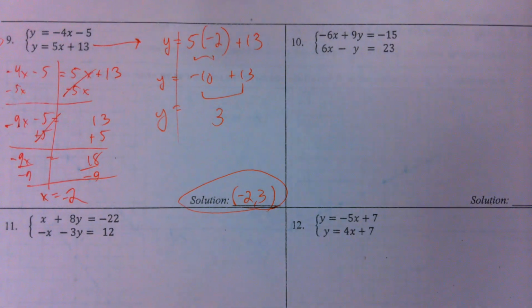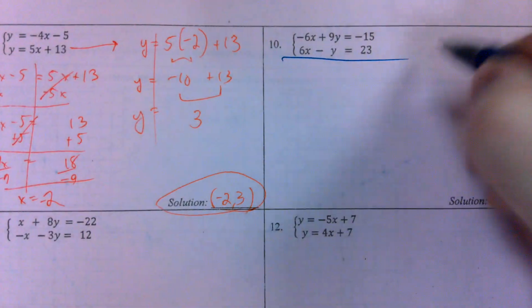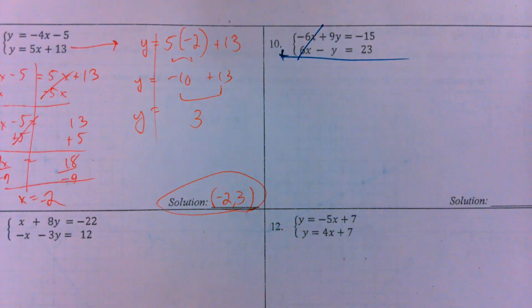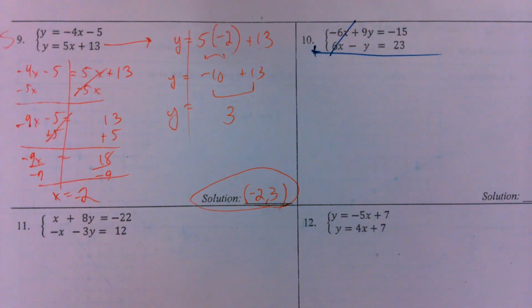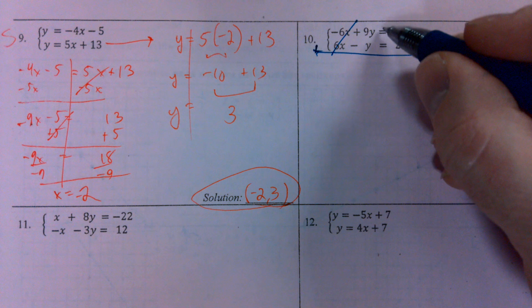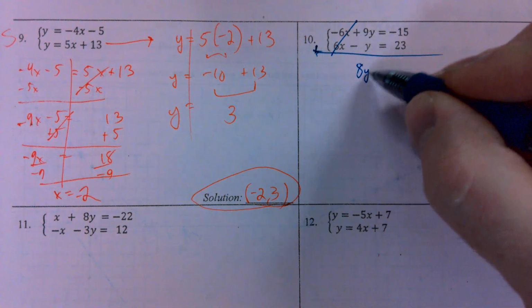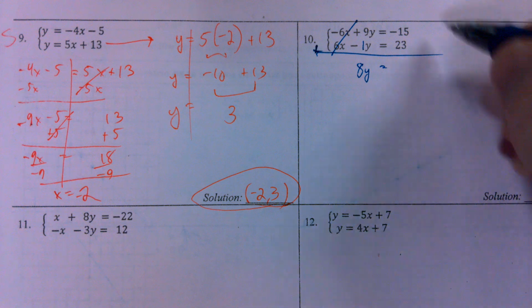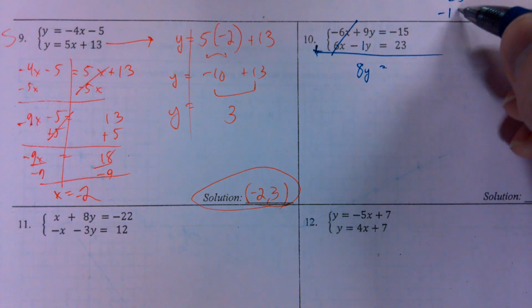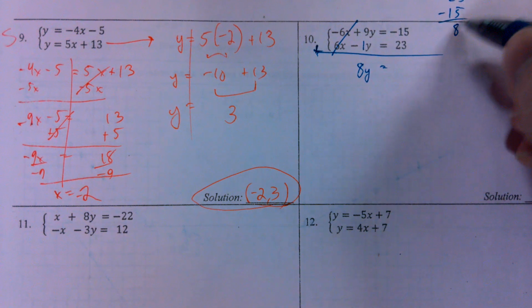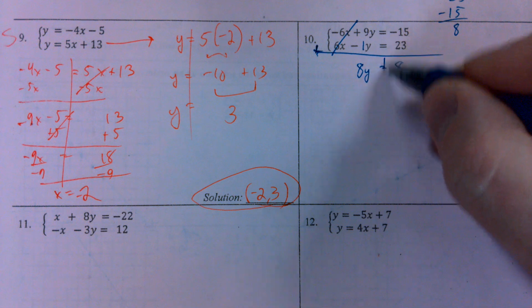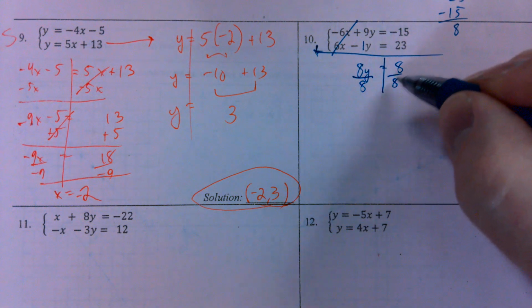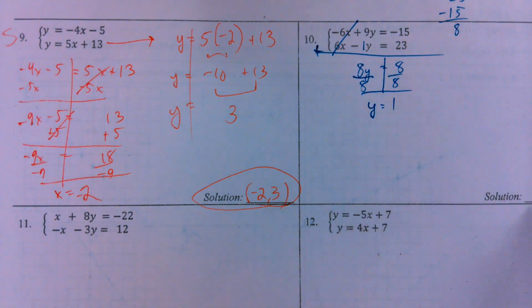I don't see y equals on number 10, so I'm going to eliminate. Looks like my x's are going to cancel out here because those add together and make 0. 9y minus y is just 8y because of that 1 in front. And negative 15 plus 23 is just like doing 23 minus 15, which gives me 8. Divide both sides by 8 to get y is equal to 1.